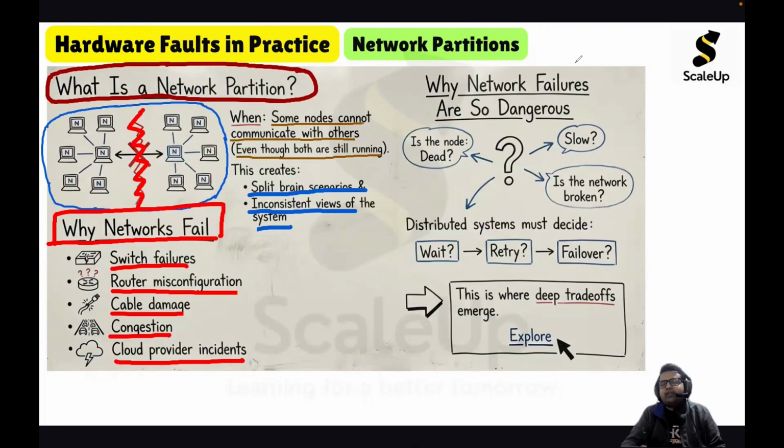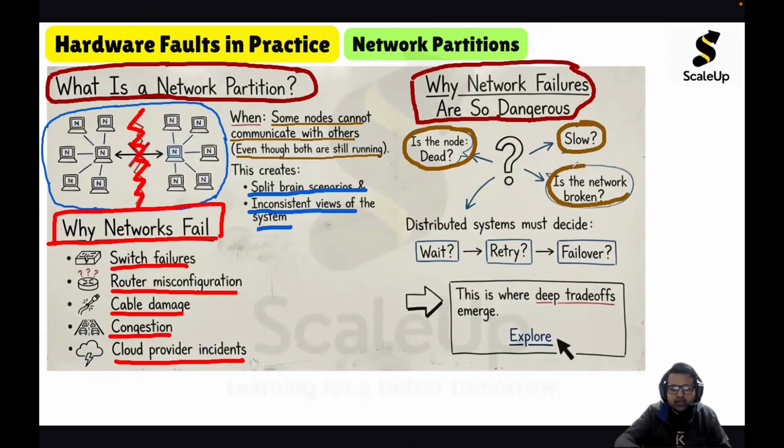Why are network failures so dangerous? Network failures are dangerous because they create confusion. We are always in a state of confusion in deciding whether the node is dead, the issue is in the node, the network is slow, or the network is broken, because we are puzzled.